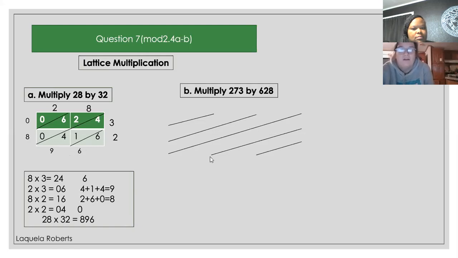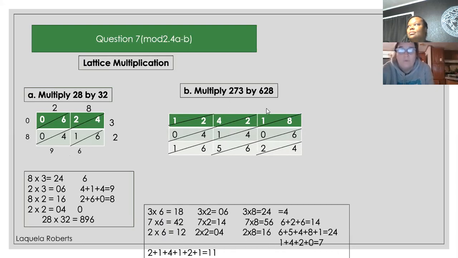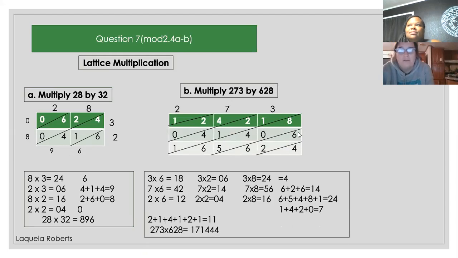Now it works with bigger numbers too. So our next problem is multiplied 273 by 628. So again, we're going to give them each their own spots. We're going to have 2 up top, a 7, a 3, and then it's going to go down the side. A 6, a 2, and an 8. Now we're going to start multiplying.